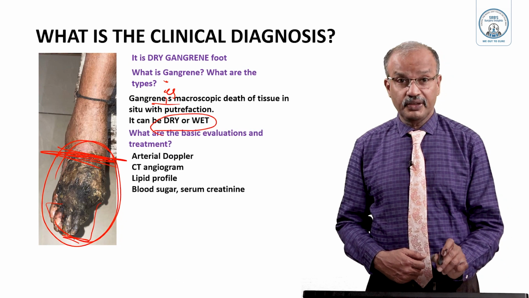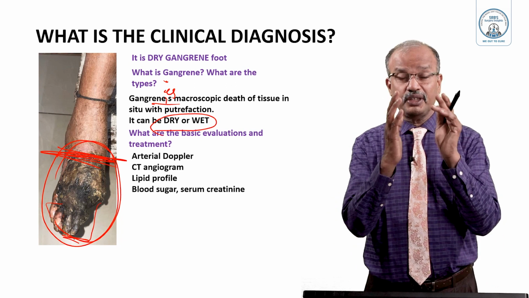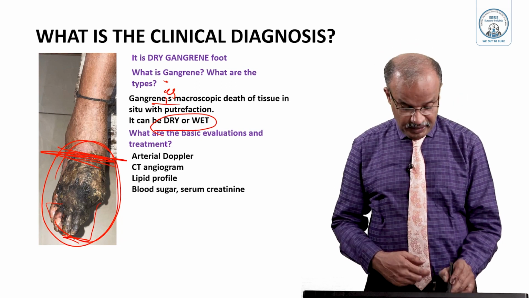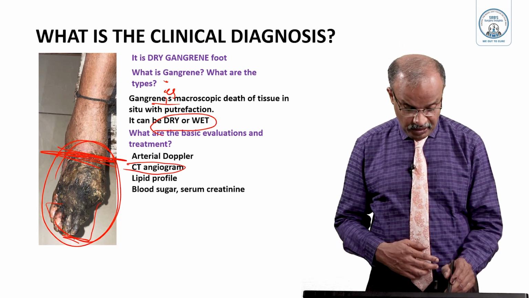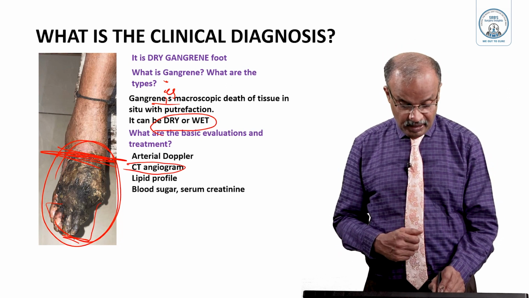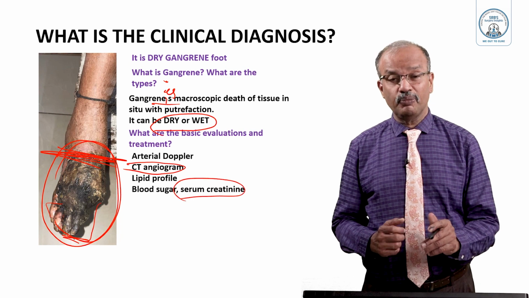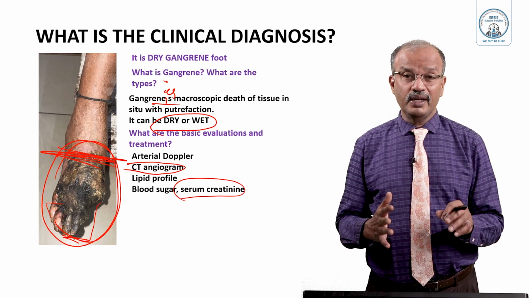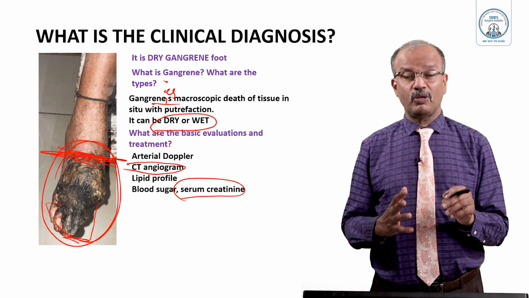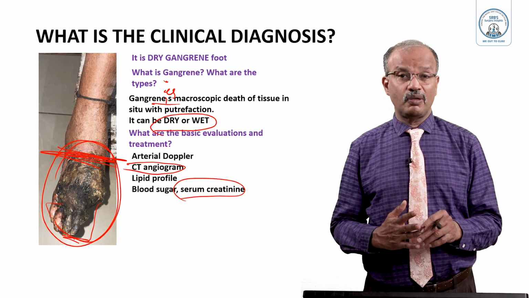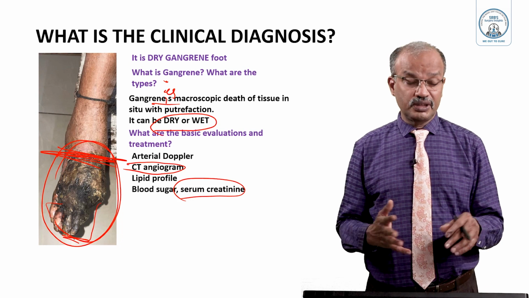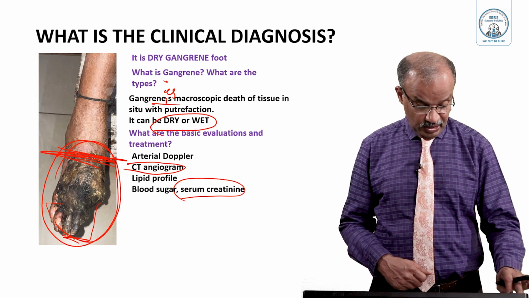Arterial Doppler, CT angiogram. The basic thing is initially Doppler, that is non-invasive. Then CT angiogram is a must. Lipid profile, because that may identify the cause. Blood sugar, common in diabetics. Sometimes they will have nephropathy, so creatinine is important, because before doing CT angiogram you have to do serum creatinine, it should be normal, otherwise you may not be able to give dye, or you have to select a dye which will not worsen the nephropathy due to diabetes.